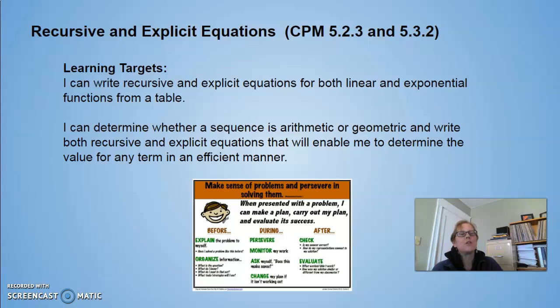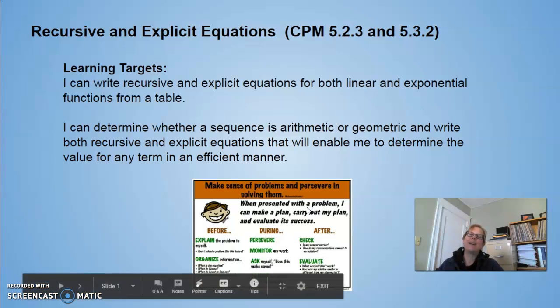For the math practice, I just put on make sense of problems and persevere in solving them. It's possible that you may need to do a little rewinding here. I think you really will need to focus on this one, so that's why I put that. All right, let's move on.